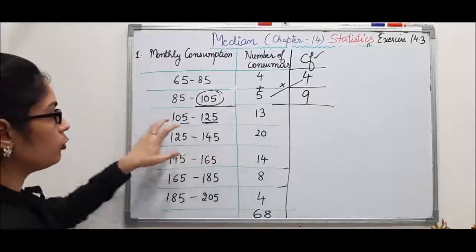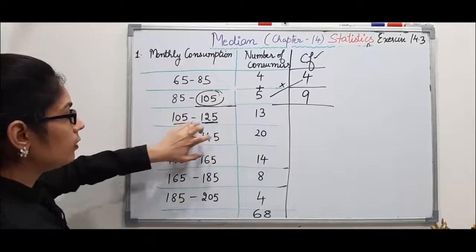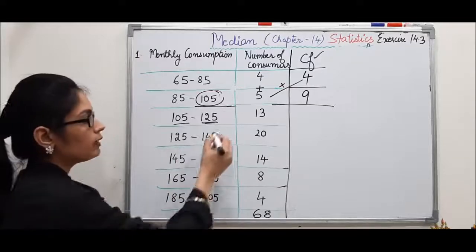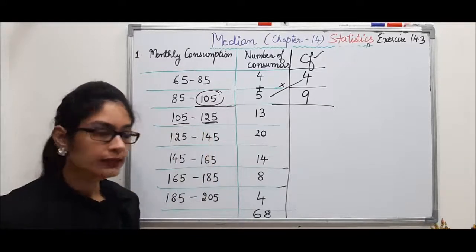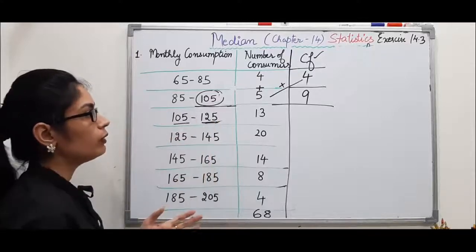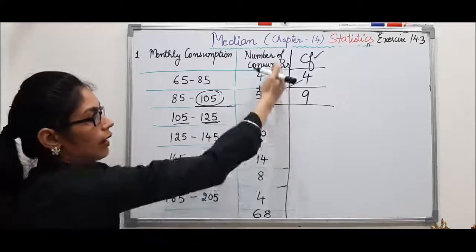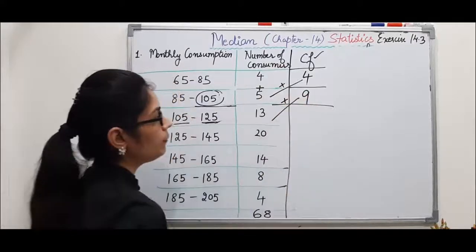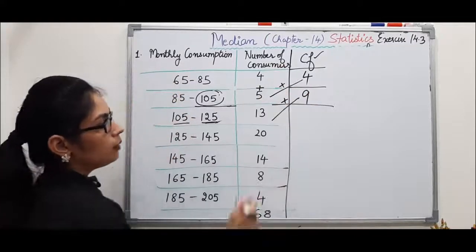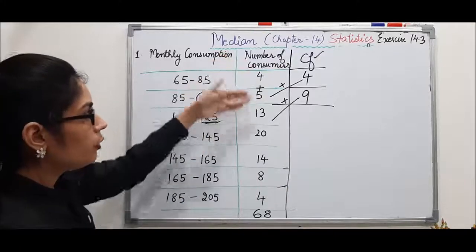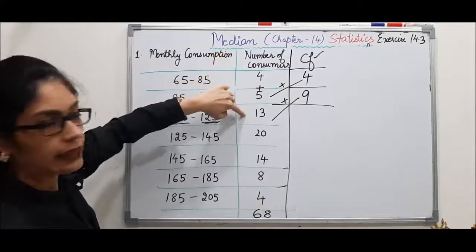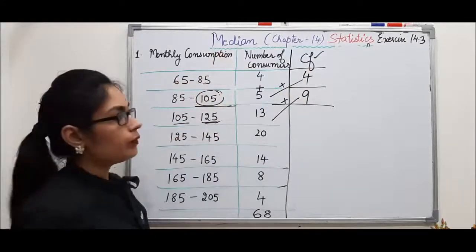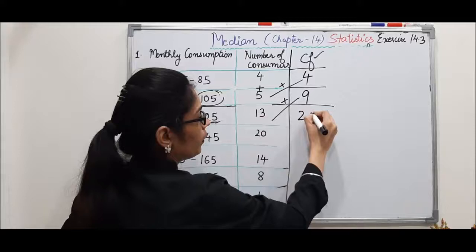Now third one we have to take 105 to 125. But in cumulative frequency, it means we have to take all the frequencies till 105. So all the frequencies means we have to add all these. So slant ways we can add. Same way 9 plus 13. Because if you add in this way also, 4 plus 5 plus 13, it will be same. So it's better to add in slant way. So 9 plus 13 you can write 22.